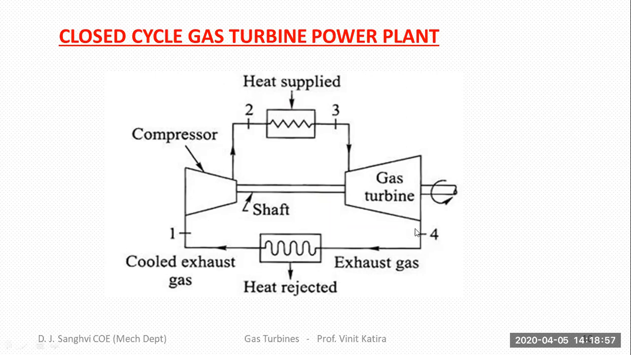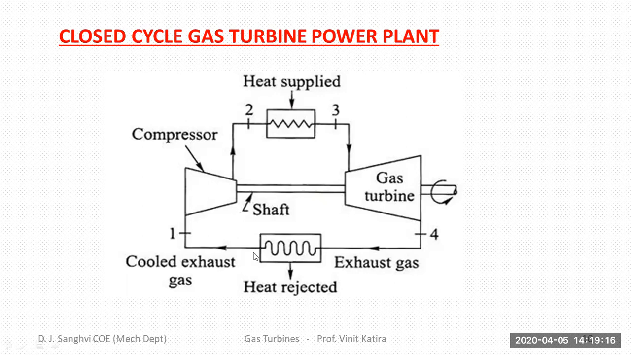And over here, after the expansion, the exhaust working medium is sent to the heat rejection unit. It is again a heat exchanger which is going to ensure that this working medium is cooled before it is sent to the compressor.